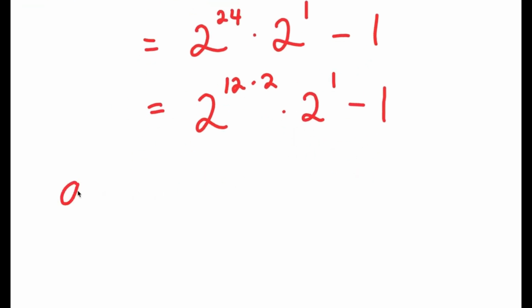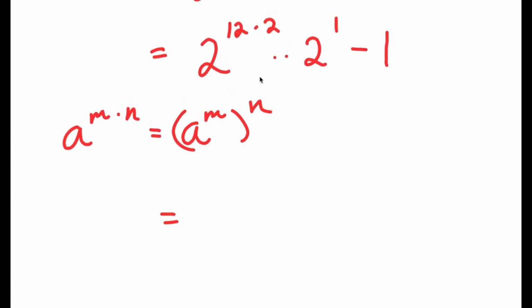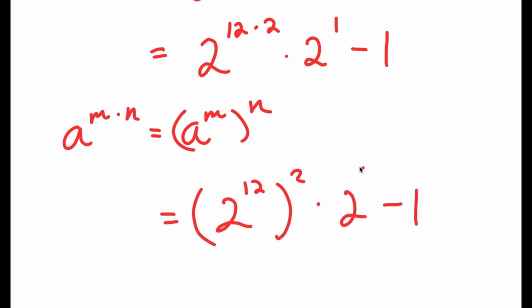And another property of exponents is that if I have something in the form a to the power of m times n, this is equal to a to the power of m to the power of n. So 2 to the power of 12 times 2 is going to equal 2 to the power of 12 to the power of 2. And I have this times 2 minus 1.